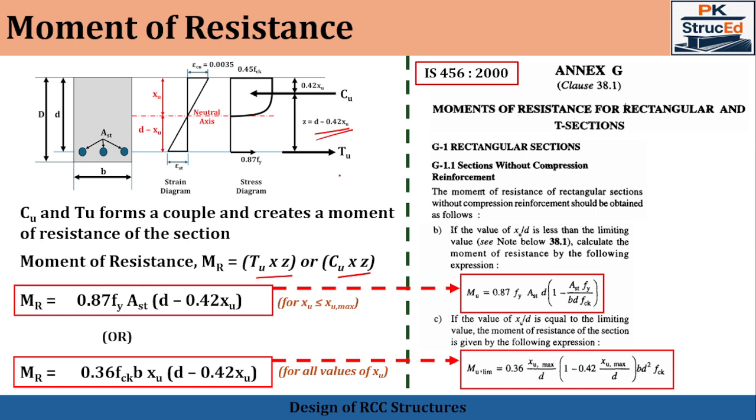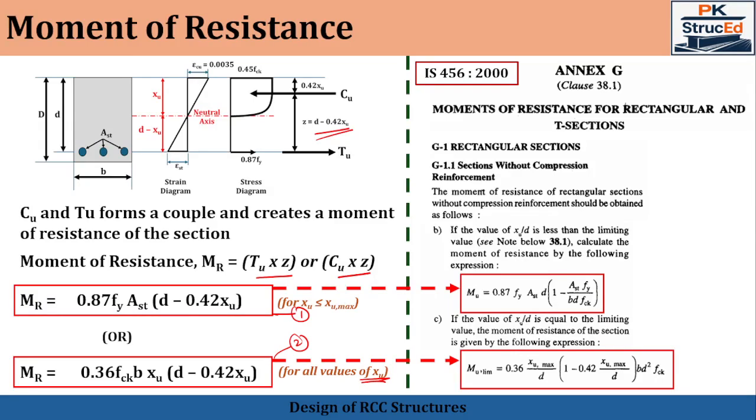Substituting the expression for forces for an under reinforced section, we have Tu into Z, that is 0.87 Fy Ast into Z, where Z is D minus 0.42 XU. Alternatively, this can also be written as Mr equal to 0.36 fck b XU into D minus 0.42 XU, if I am applying the condition Cu into Z. The first equation, whatever we derived, will be applicable only when XU is less than or equal to XU max. Whereas the second condition is applicable for all values of XU.